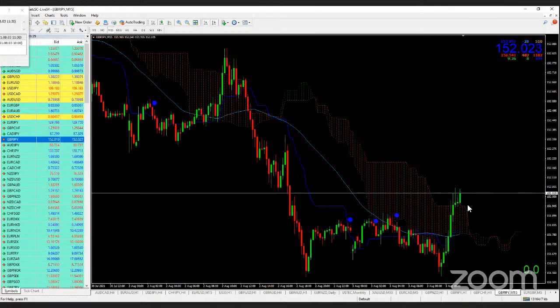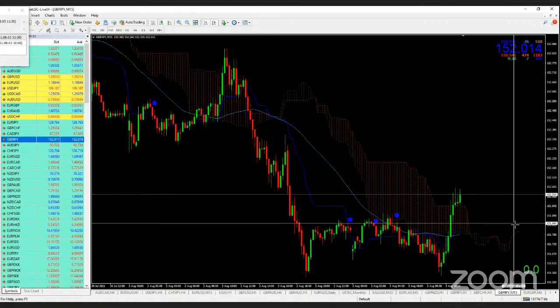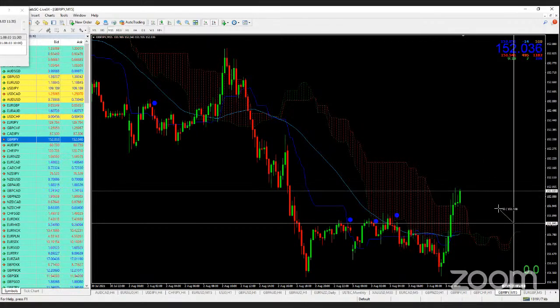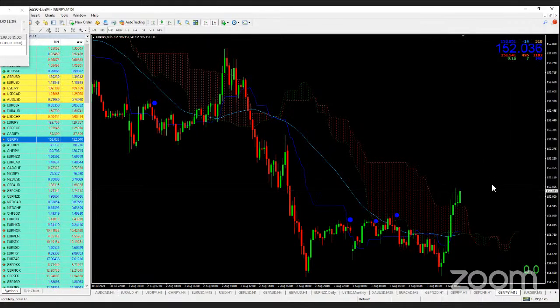That would not have been the best place. This is not the best place to enter. The best place to have entered this trade could have been about here or thereabout. So we are about 17 pips late. I would not be jumping in on this trade just yet. Why am I targeting there?